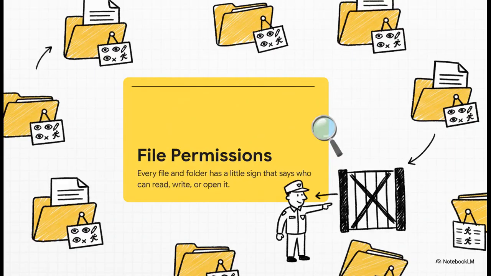So picture this. Every single file and folder on your entire system has this invisible little sign hanging on it. And this sign has a really specific set of rules written down saying who's allowed to do what, who can look inside, who can actually make changes, and who can run it. That's the whole idea of file permissions. It's basically your computer's own built-in security guard.